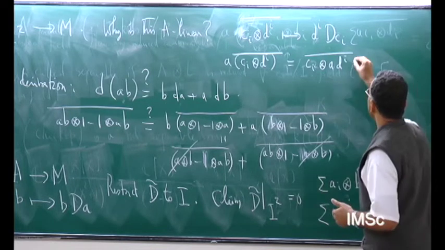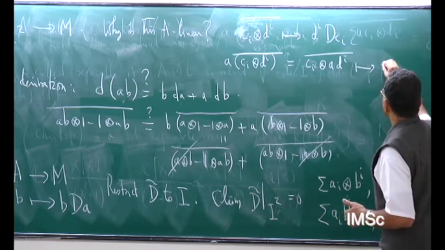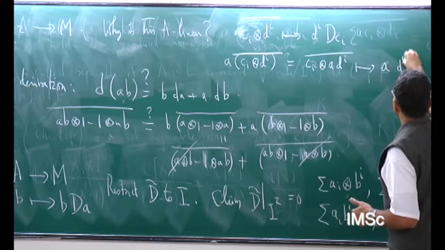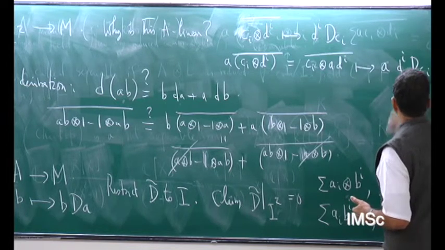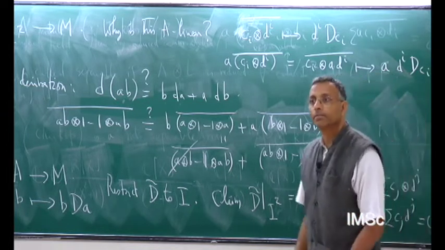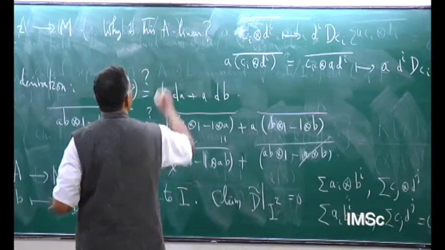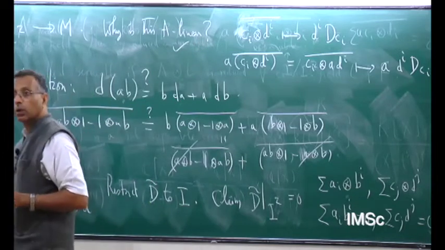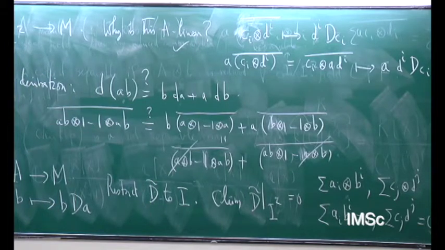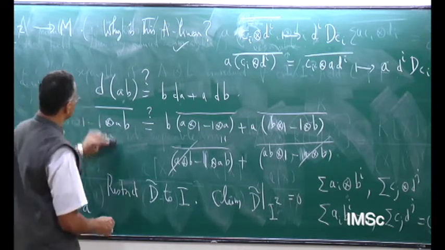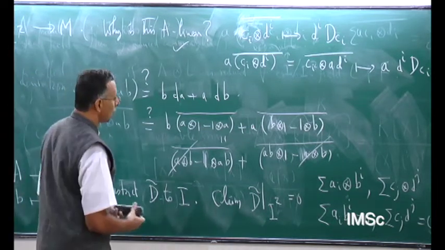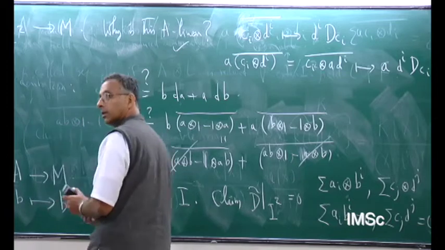And where does this go to? A Di dCi, and that's what I want. Okay, so we are done. So that indeed is A linear. So this is checked. Okay, is anything remaining? So d tilde lifts D. So are we done, or is there something that remains?